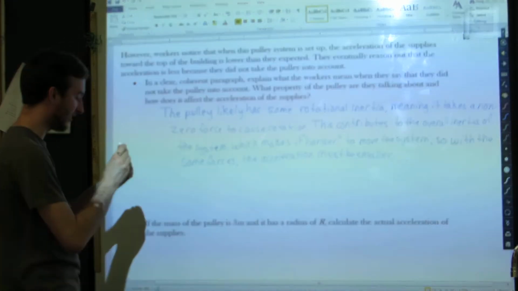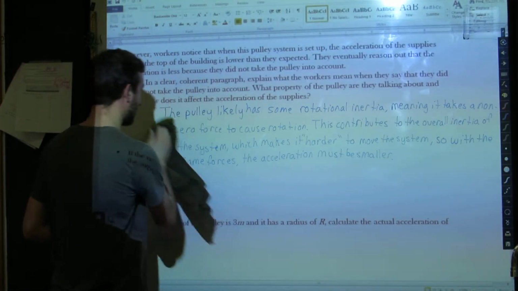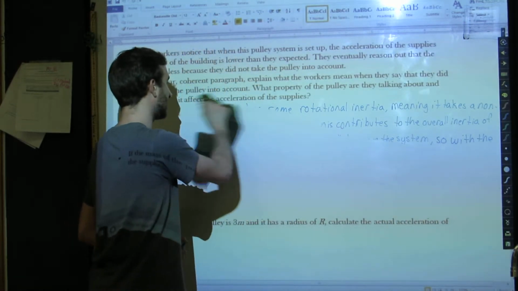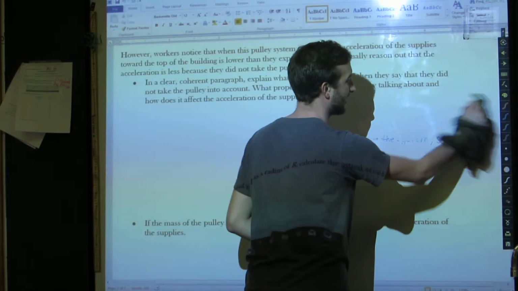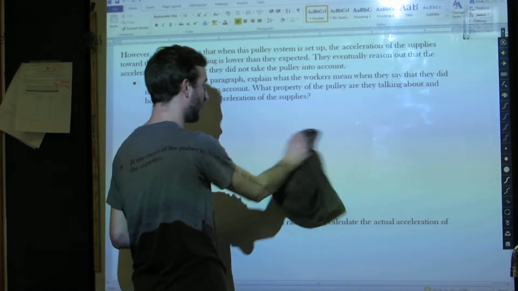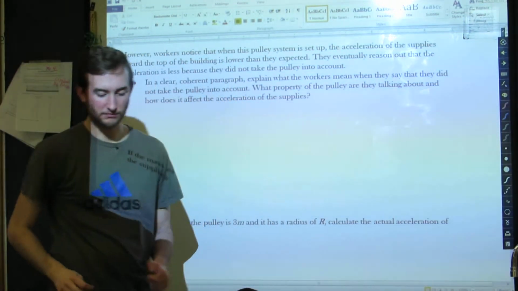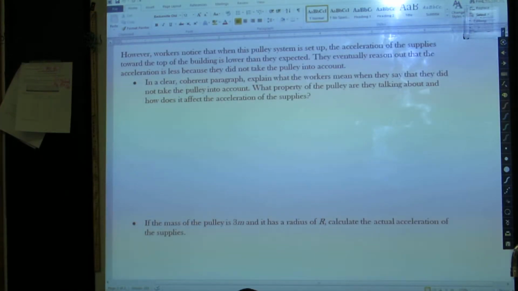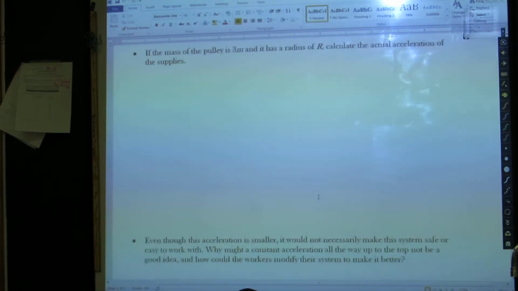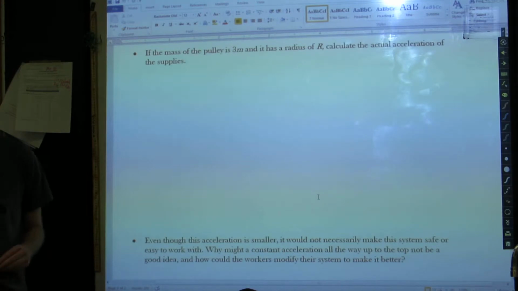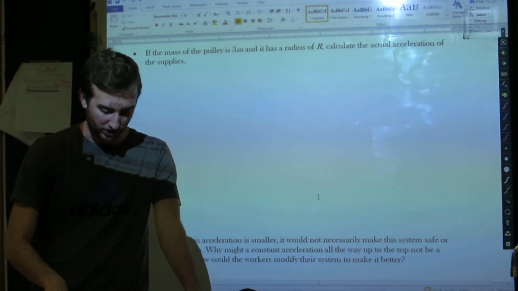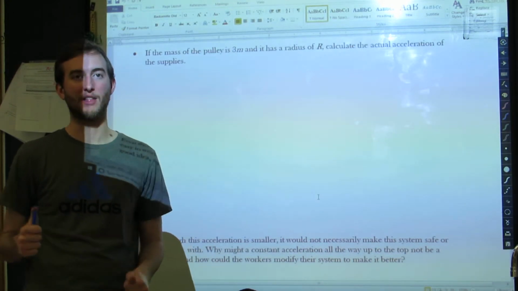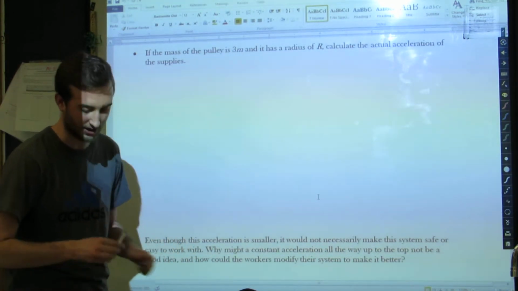Now, the fun part for me, and maybe for you, I don't know. The fun part now is us trying to figure out, okay, well, what is the actual, predicted new acceleration? What is the new acceleration of this pulley system? We are told the mass of the pulley is also 3m, and it has a radius of big R. We are asked to calculate the actual acceleration of the supplies, okay? That would be a linear acceleration. Supplies are accelerating in a straight line, not an angular acceleration, a linear acceleration.